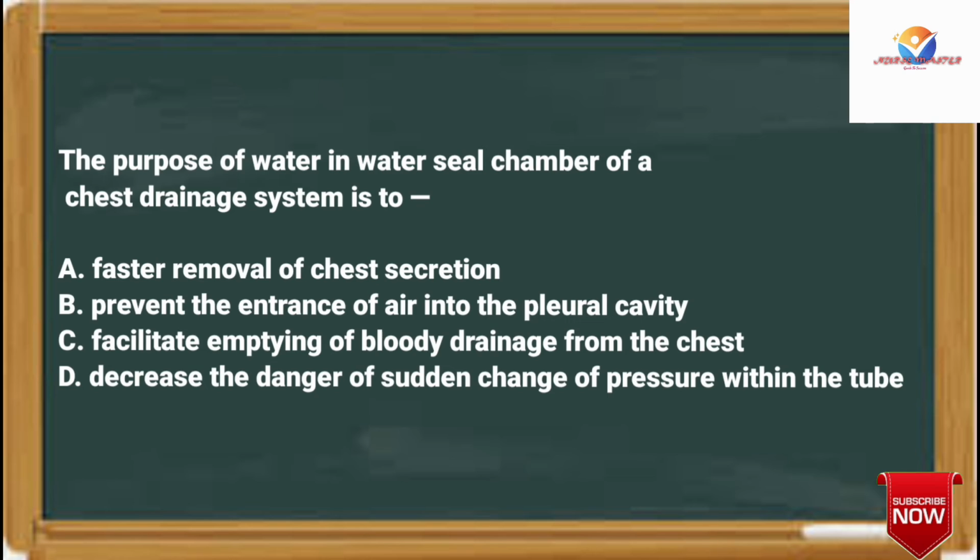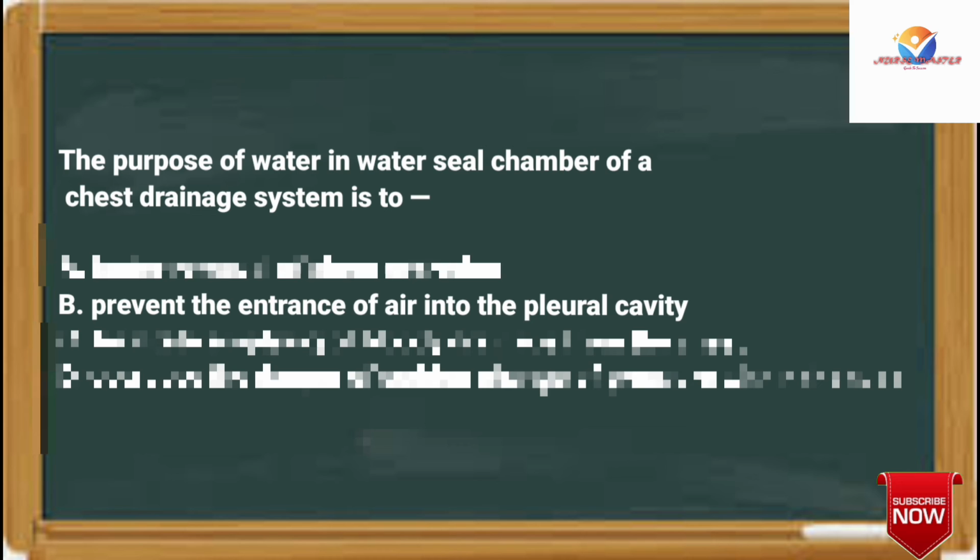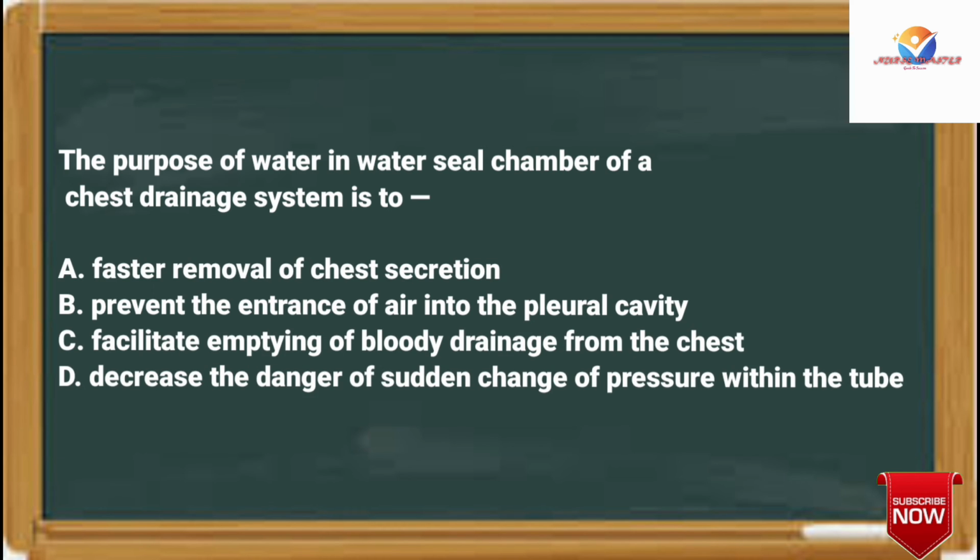The purpose of water in the water-sealed chamber of a chest drainage system is option A faster removal of chest secretion, option B prevent the entrance of air into the pleural cavity, option C facilitate emptying of bloody drainage from the chest, option D decrease the danger of sudden change of pressure within the tube. The correct answer is option B prevent the entrance of air into the pleural cavity.